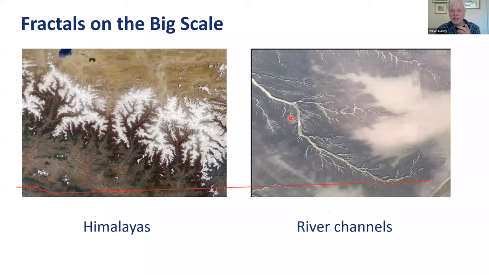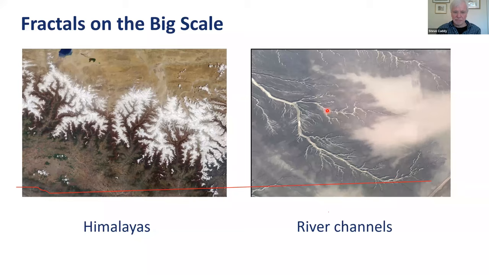And you also see it in river channels. This is a photograph I took when I went to Basra in Iraq physically. And when I flew over the Delta, I could see these pictures. And you can see that the structure of the rivers are fractal. It repeats itself.